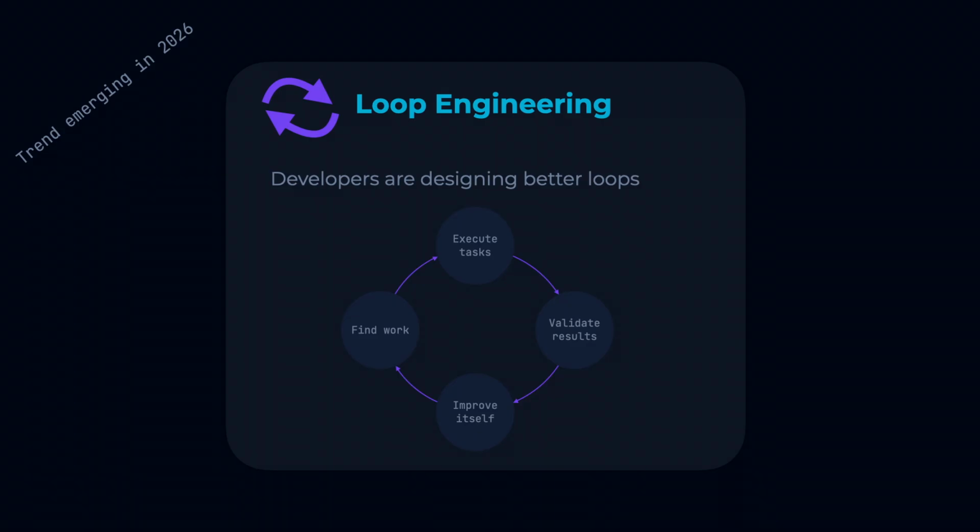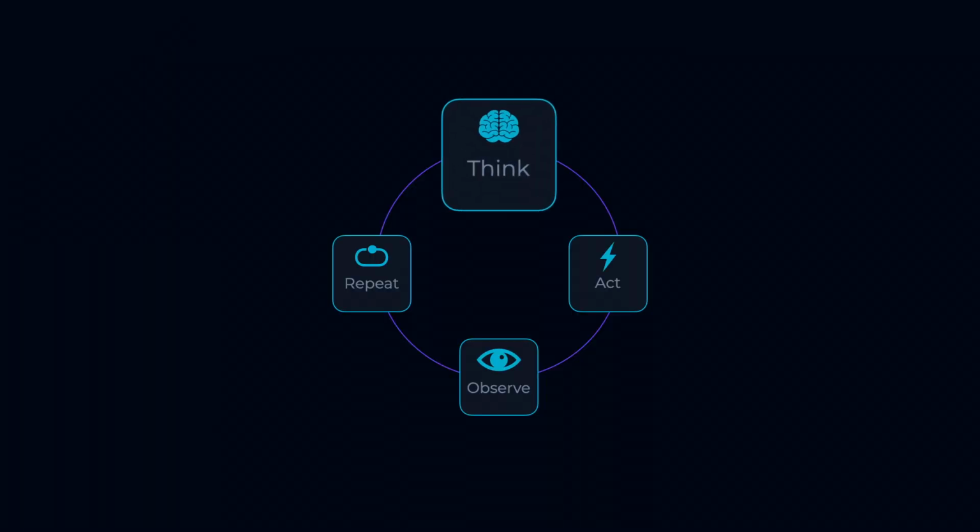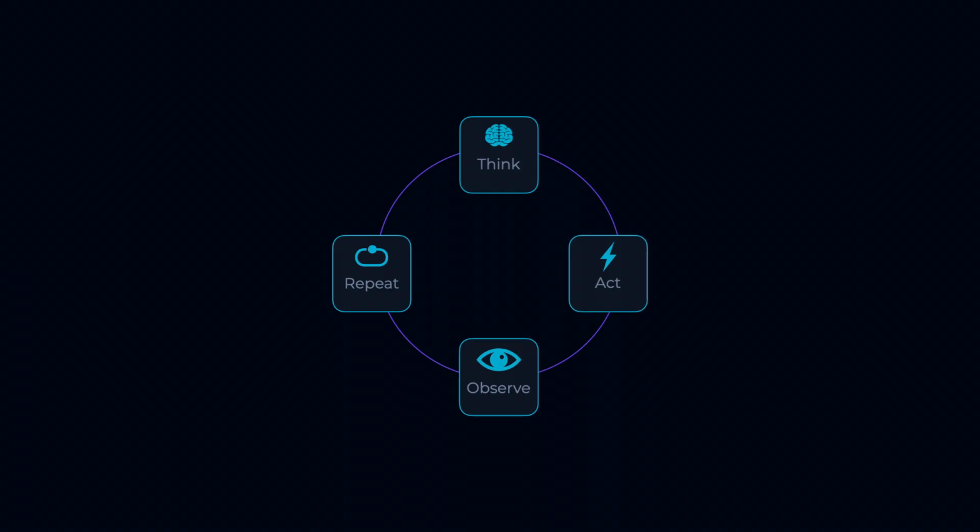So, the next time you hear AI agent, remember that behind the scenes, it's usually running a simple but powerful cycle: think, act, observe, repeat. That loop is what transforms a language model into an autonomous AI system. And understanding the agent loop is the first step toward building production grade AI agents.